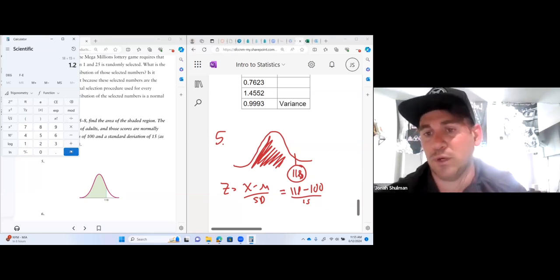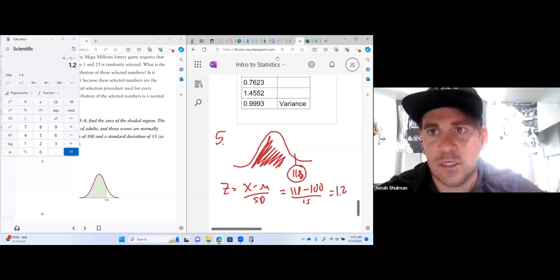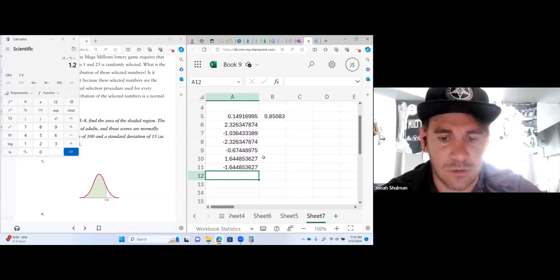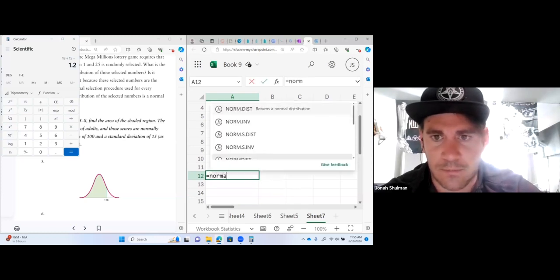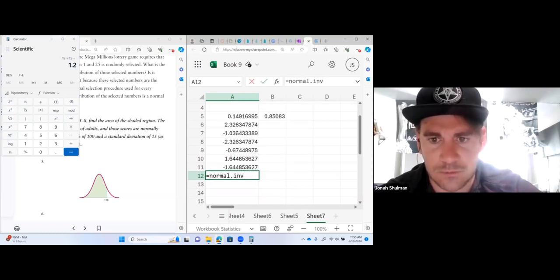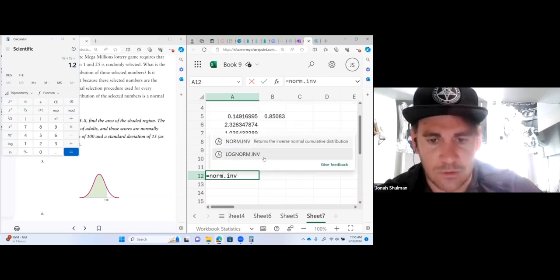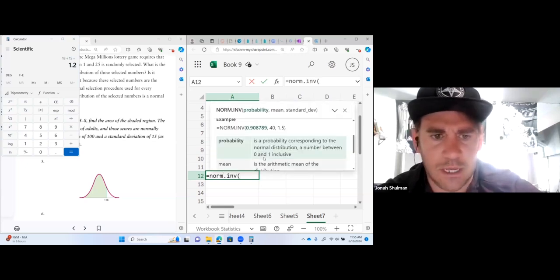So our z-score is 1.2. We know that already. So all we have to do is go backwards with 1.2 and we're going to get the percentage. So equals norm dot inverse. Sorry, I think it's norm dot inverse. Yes, it is.